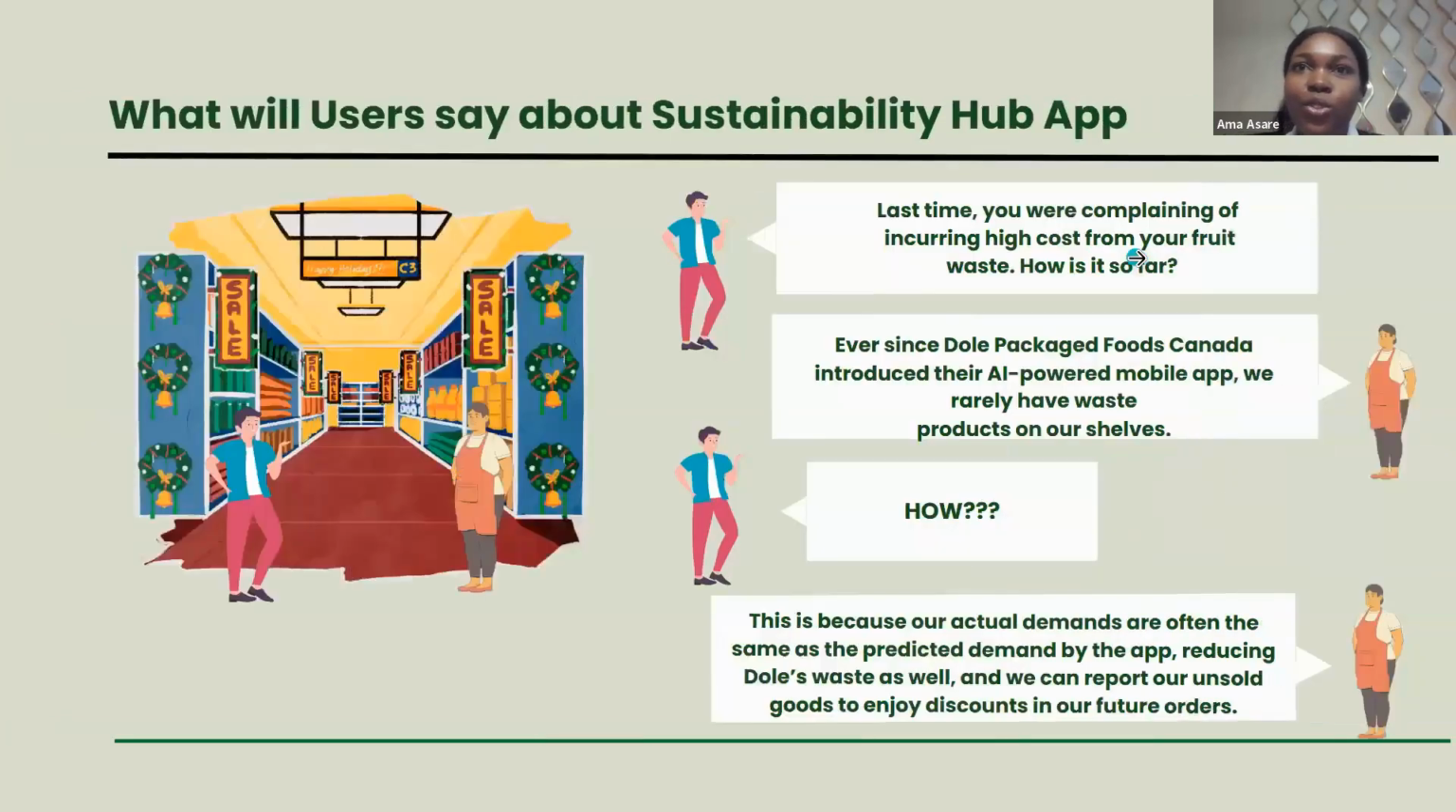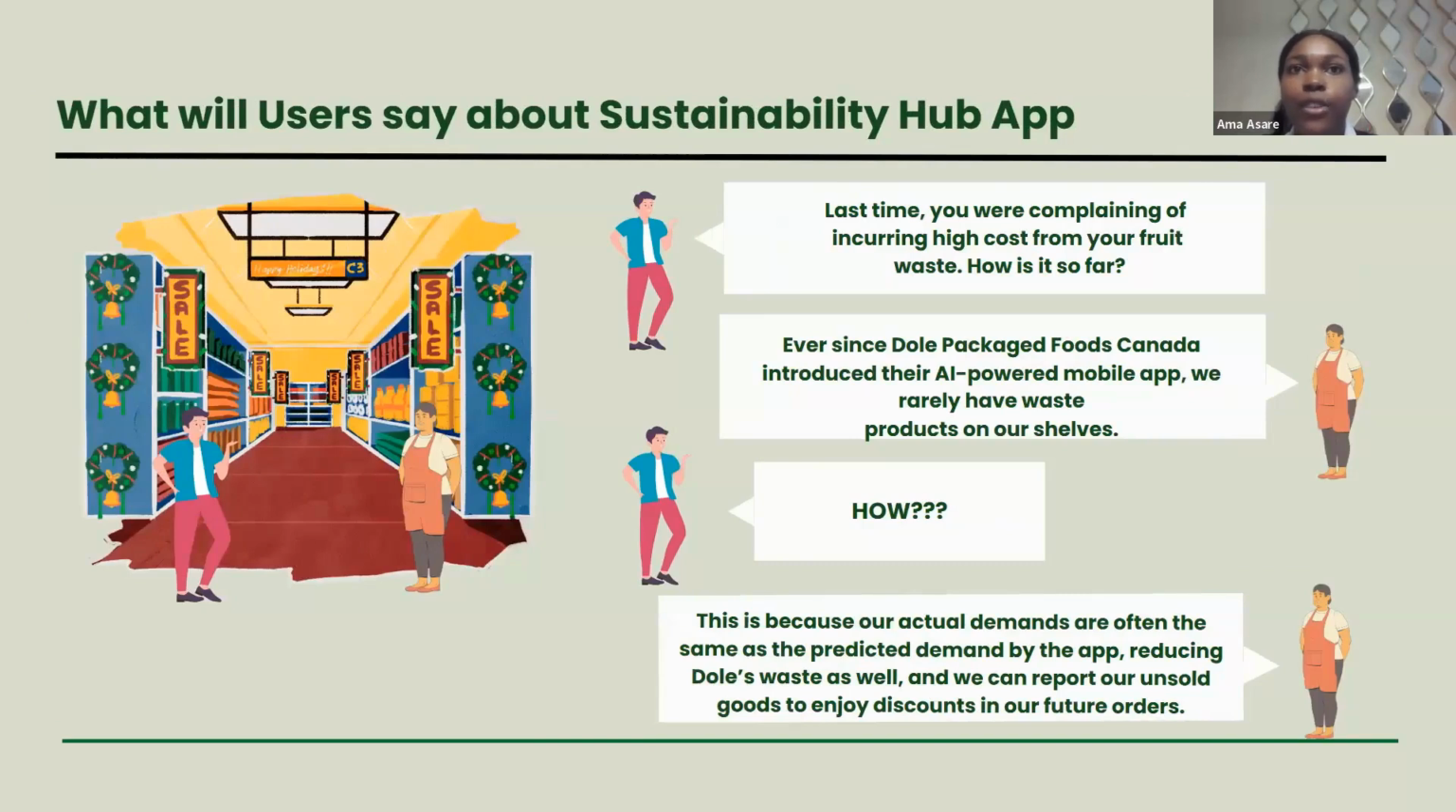So the impact of our solution is already evident in early user feedback. As a Toronto store manager, Erica, noted: last time you were complaining of incurring high cost for your food waste. How is that so far? Well, ever since Dole Packaged Foods Canada introduced their AI-powered mobile app, we rarely have waste products on our shelves. How? Well, this is because our actual demands are often the same as the predicted ones by the app, and it reduces that waste as well.